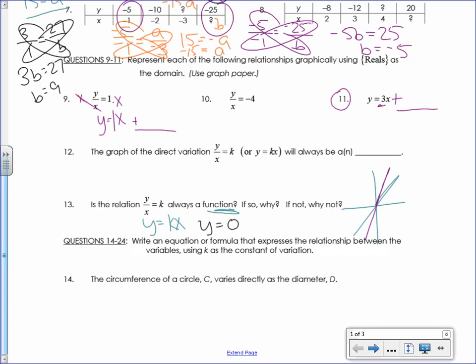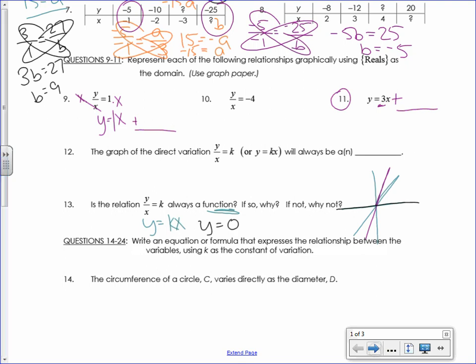Well, then I get y equals 0, and y equals 0 is a horizontal line. Oh, no, that still passes. So, yeah, I think we're good. This is always, always, always a function.